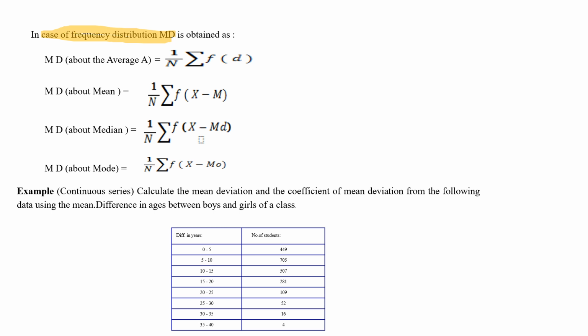Mean deviation about the average A is 1 by n summation of frequency into D. Then mean deviation about the mean is 1 by n, same, right? f is frequency, x minus m, where m is the mean. Then about the median, it is x minus median. About the mode, it is x minus mode. Okay, so here a problem is given.